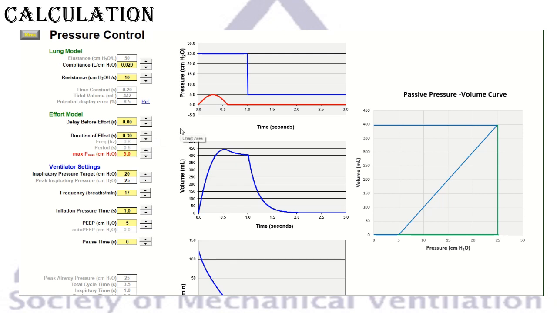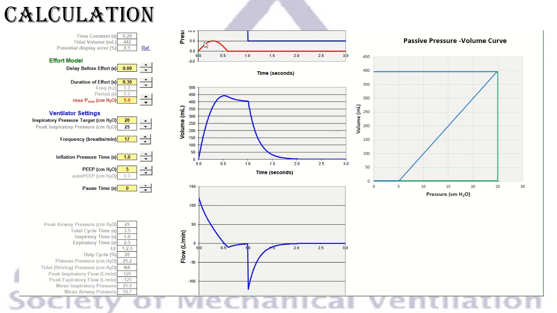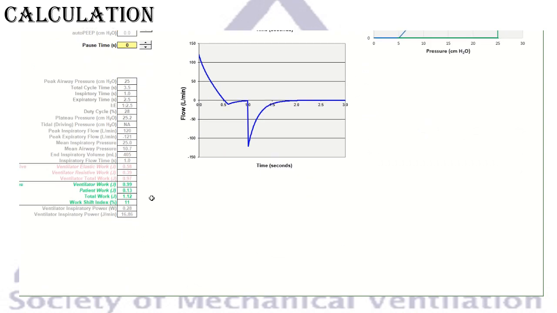Now what do you think will happen? The ventilator will give the same work because in pressure control it does not change, but now we have to add the patient work. So if your total ventilator work is 0.97 or 0.99, the patient work is 0.13, so the total work is 1.12. And if you calculate that into joules per minute, or power, as you can see, it will be much higher than if the patient was passive.